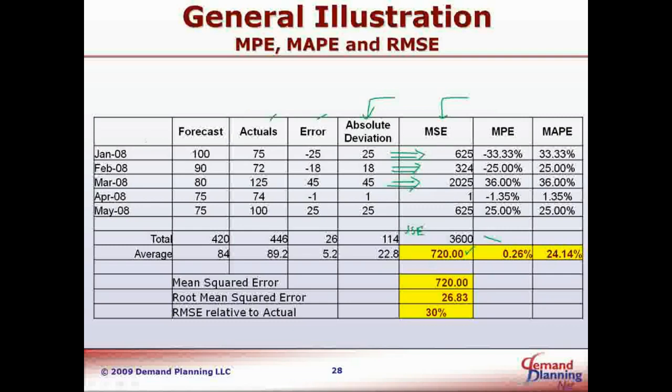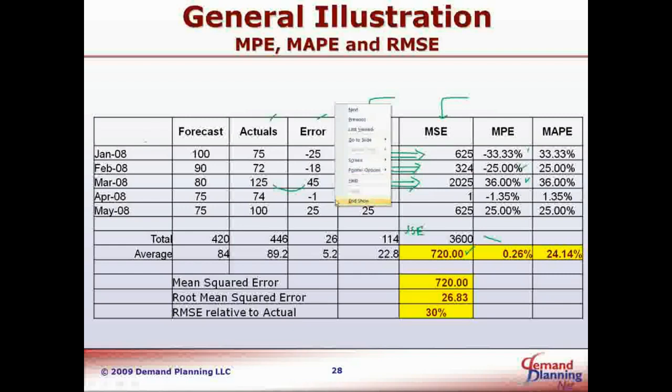All right, so let's just talk about the illustration here. Basically, if you look at it, there are 5 months here. Pretty much the same illustration as before. So you take the error, the absolute deviation, and then you take the squared error. This is the squared error. You square 25, 625; square 18, 324; square 45, 2025, and so on. The sum of these squared errors gives you 3,600. This is the sum of squared errors, also called SSE in statistical parlance.